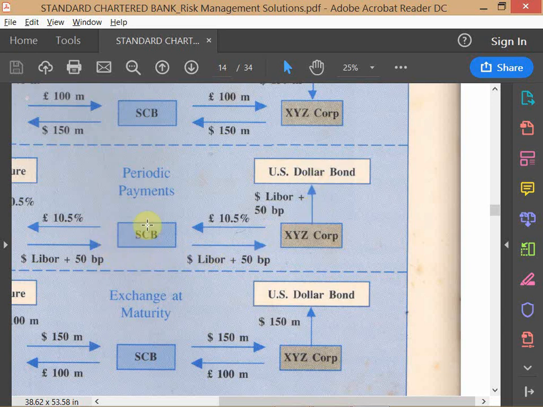They do a swap with Stan Chart. Forget about the left hand panel of this chart. We are only concerned with this part, Stan Chart and XYZ Corp. Is this clear to everyone? Yes. We already did this earlier. Now you bring the other conceptual part to it.